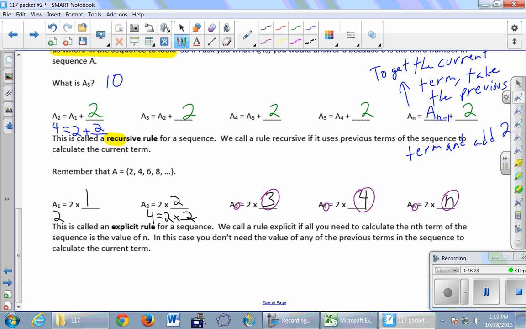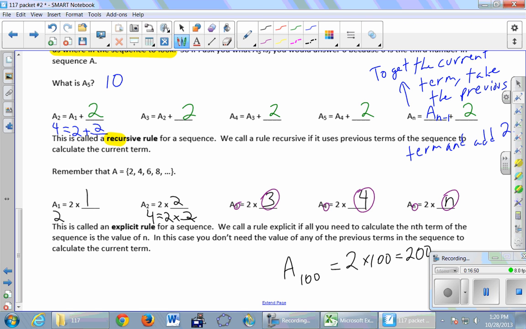So for example, suppose that I asked you to find A100, the 100th number in this list. It's just plain 200, because this rule says you multiply 2 by the subscript. So this is just plain 2 times 100, or 200. It was really easy to find the 100th number in the list using the rule we just wrote.